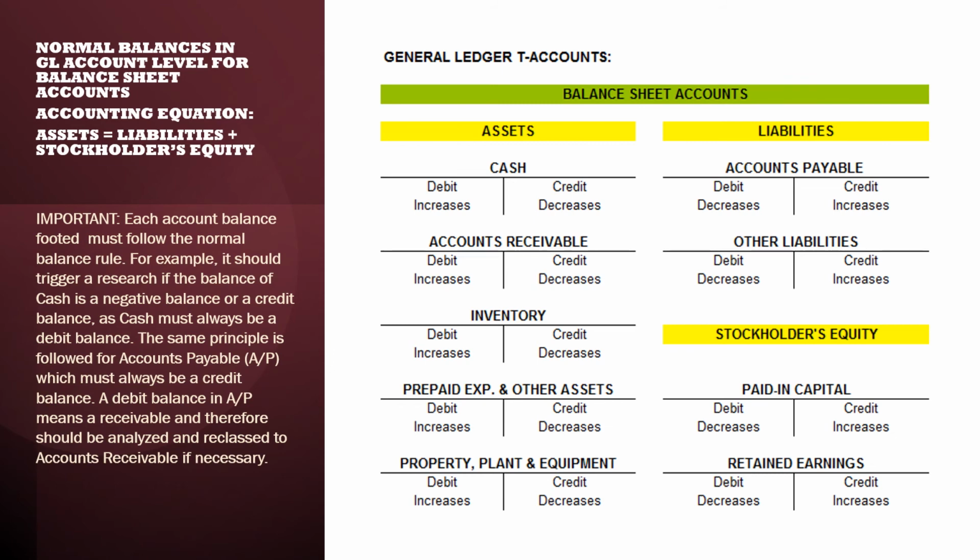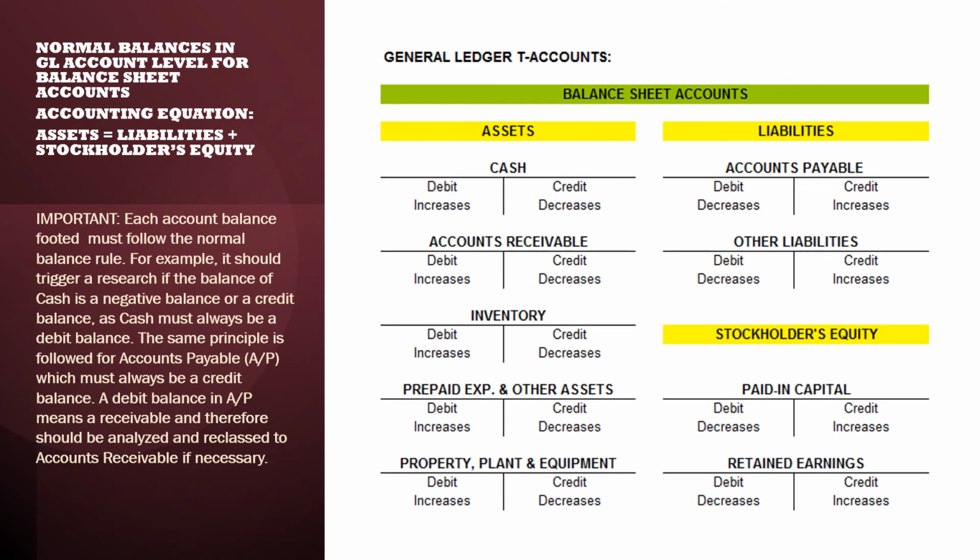And vice versa, if your accounts payable has a negative balance, meaning it's a debit balance, because the normal balance of accounts payable is credit, right? It's not good if accounts payable at the end of a period becomes a debit balance. That's not good.